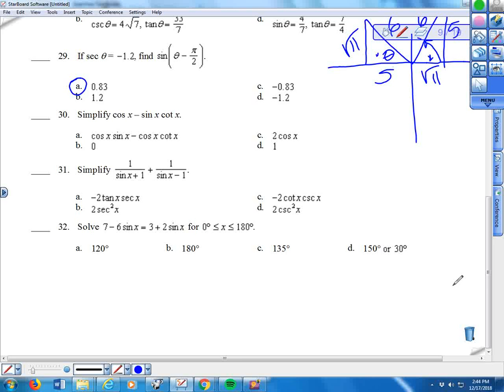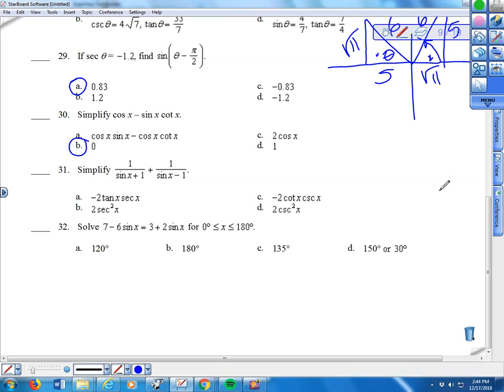Okay, now on to some simplifying. Cotangent, so this cancels. Cosine x minus cosine x is 0. I'll do one more if I can, and then we'll be done with this until tomorrow.